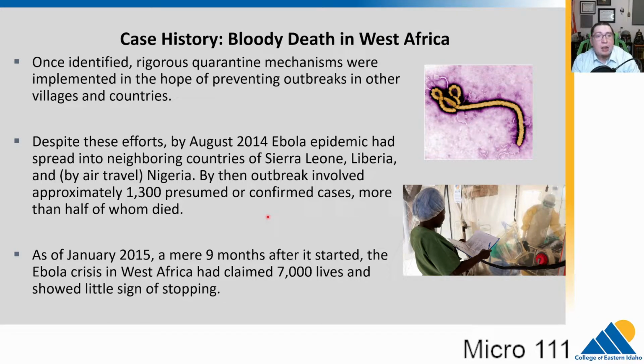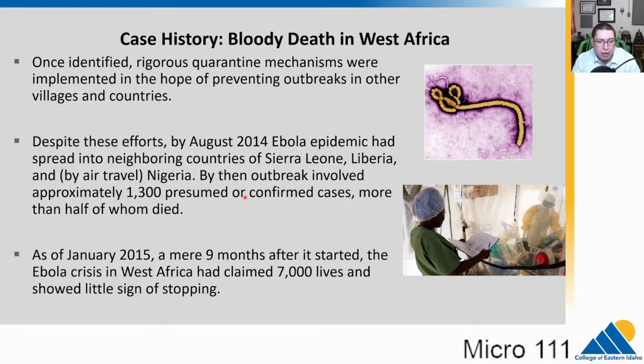So once it's fully identified, you implement super strong quarantine mechanisms for Ebola. They hoped to prevent this outbreak from growing to other villages and countries. Unfortunately, by August of that year, the epidemic had spread to other countries, Sierra Leone, Liberia, and to Nigeria through air travel. So by then, there were about 1,300 presumed or confirmed cases. And again, half of those people died. At this point, they're very worried about it spreading out from Africa to other regions.